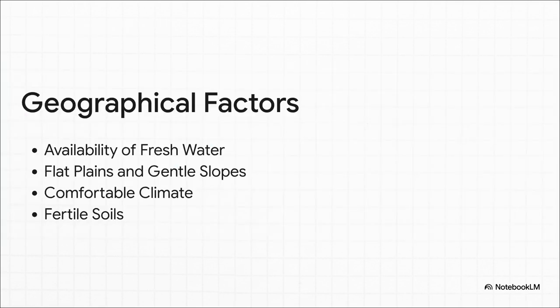So let's start with geography, because for like 99% of human history, this was all that mattered. Imagine you're an early human, right? What's the number one thing you need? Fresh water. You literally can't survive without it. Okay, check. What's next? You need flat land, someplace you can actually plant food and build a shelter, not some crazy steep mountainside. And a decent climate with good, fertile soil would be nice too. I mean, these are the absolute basics, the building blocks of every civilization.